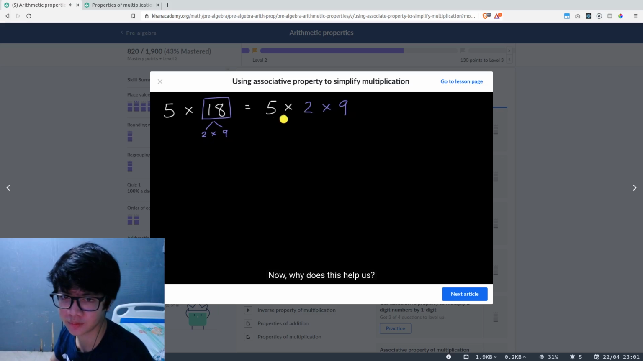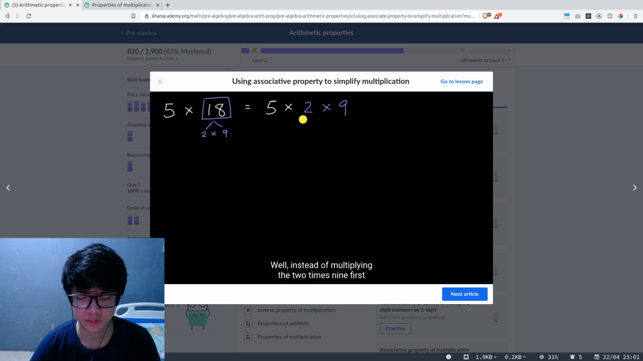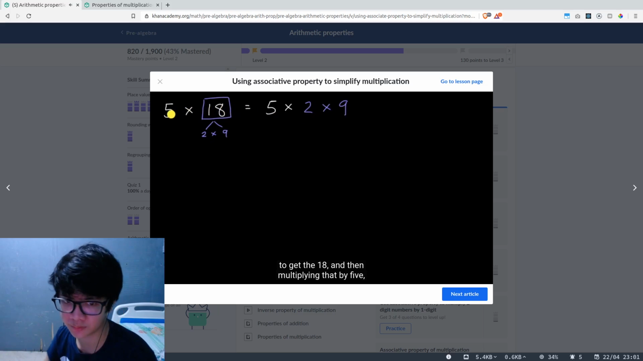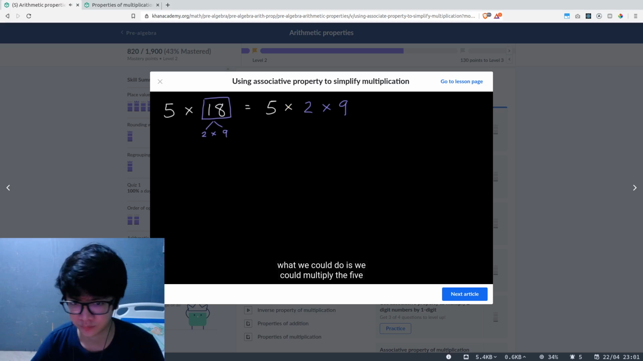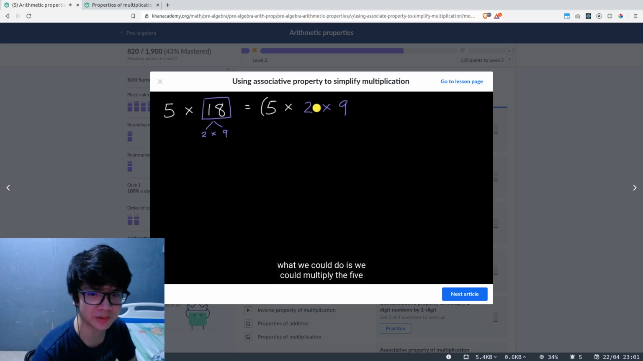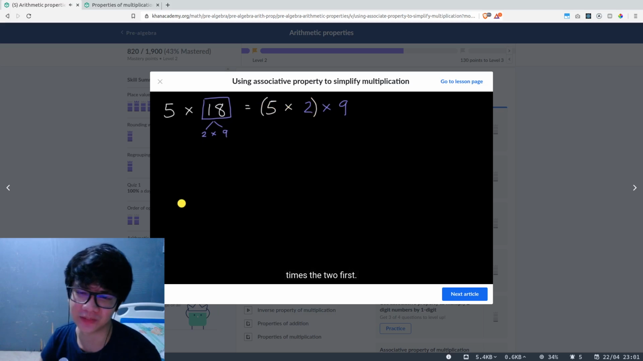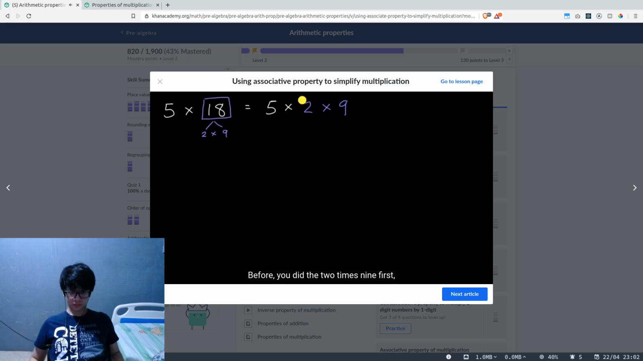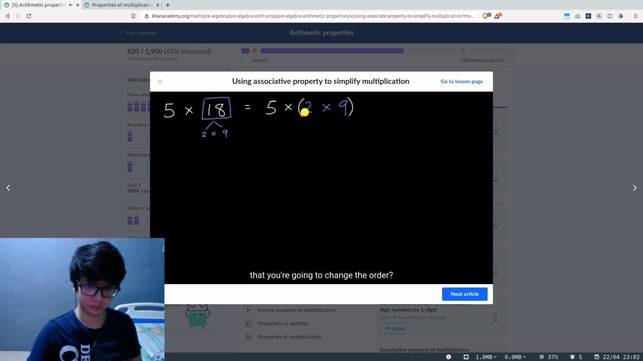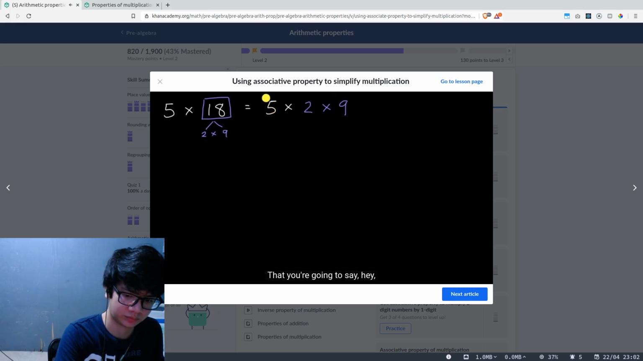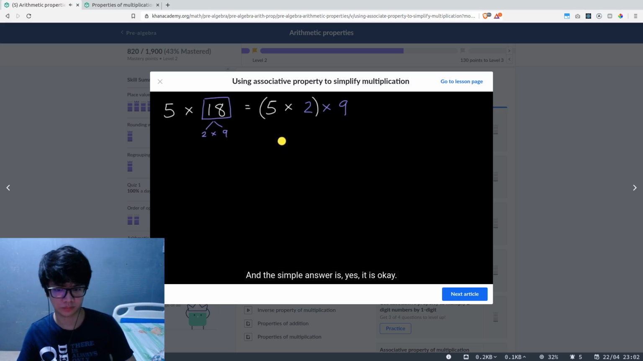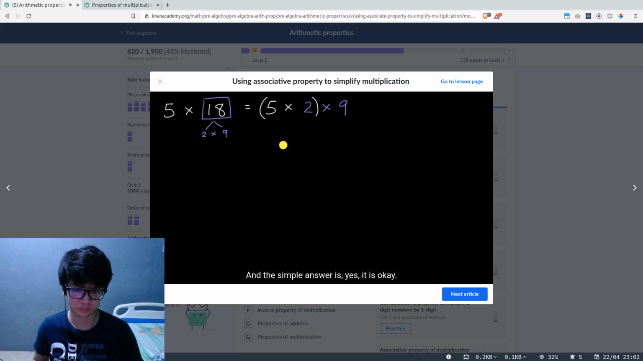Now, why does this help us? Well, instead of multiplying the 2 times 9 first to get the 18 and then multiplying that by 5, what we could do is multiply the 5 times the 2 first. And you might be thinking, wait, hold on a second. Before, you did the 2 times 9 first, and now you're telling me that you're going to change the order, that you're going to say, hey, let's multiply the 5 times 2 first. Is that okay? And the simple answer is yes, it is okay.